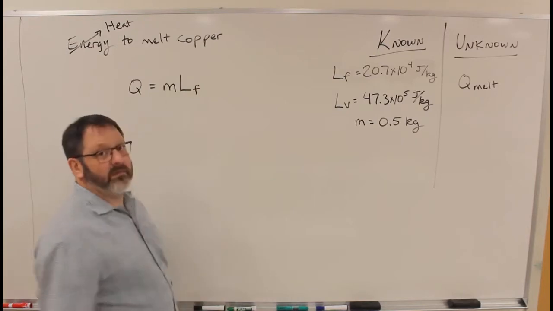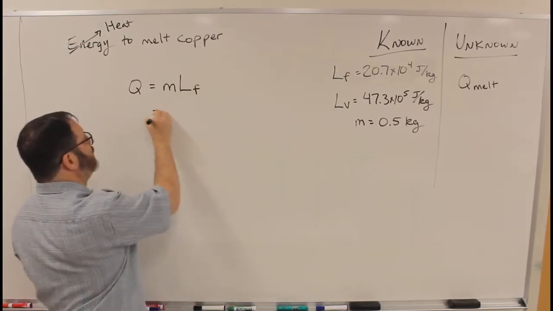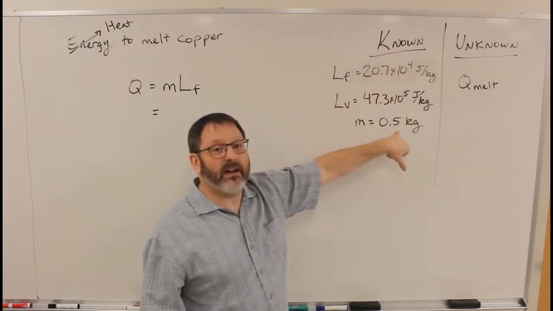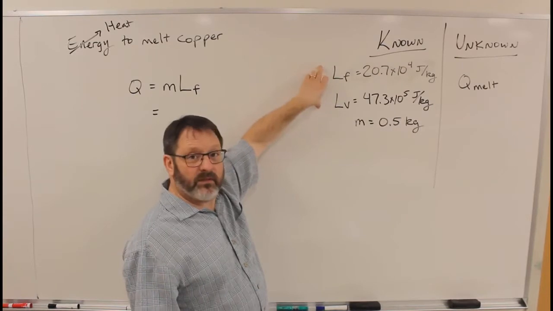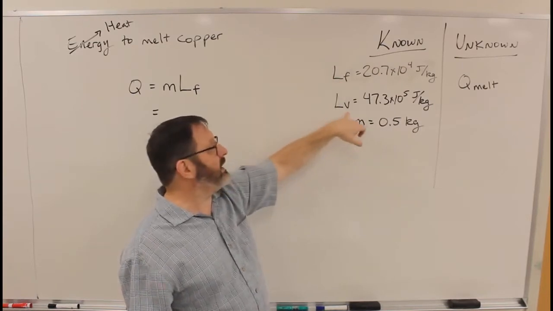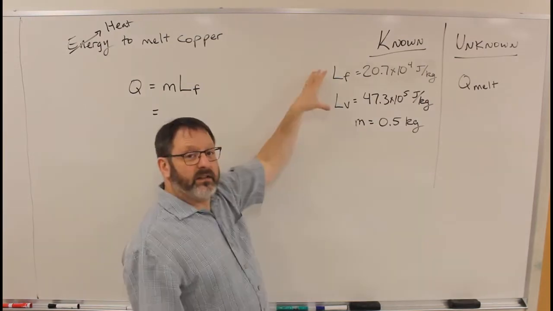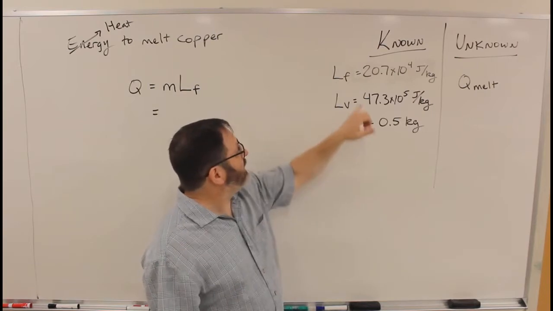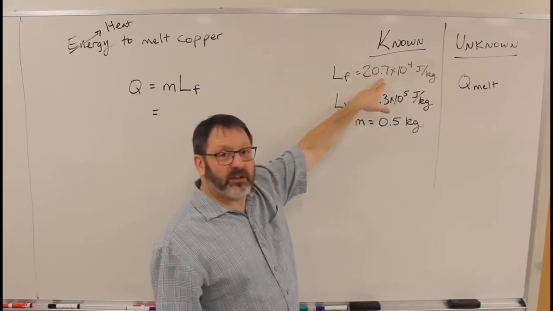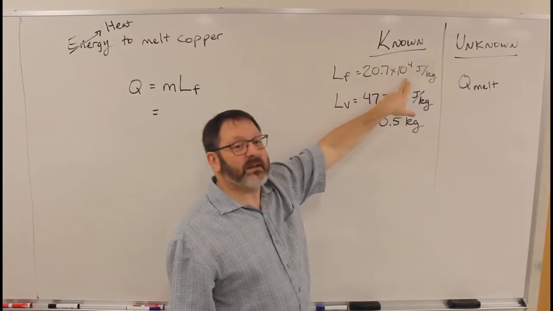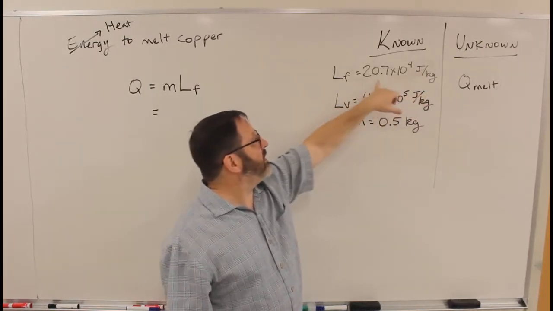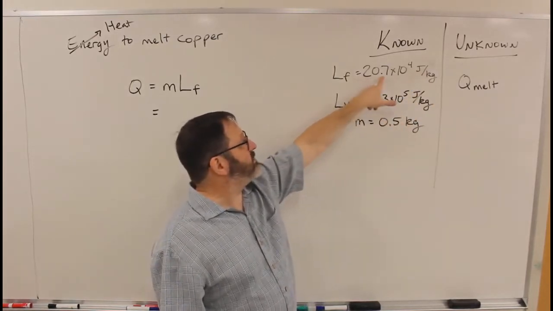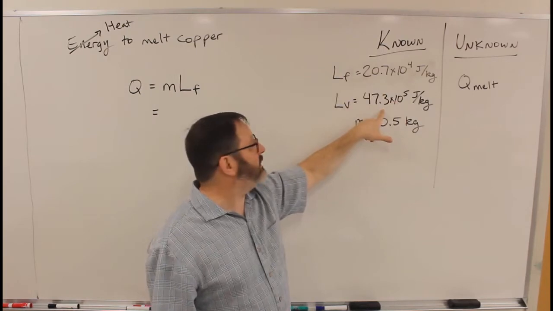So Q is mLF. We're given a mass of 500 grams. I converted it here in my notes to half a kilogram. I also looked up the values for the latent heat of fusion and the latent heat of vaporization for copper. This can be found in a table from the textbook. Also, you can just look it up on Google. So in the textbook, these are given in a little bit strange units. This is 20.7 times 10 to the fourth joule per kilogram. I would have called this 2.07 times 10 to the fifth joules per kilogram. So just make sure you watch where the decimal place is in the book.